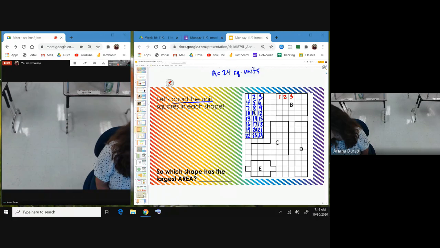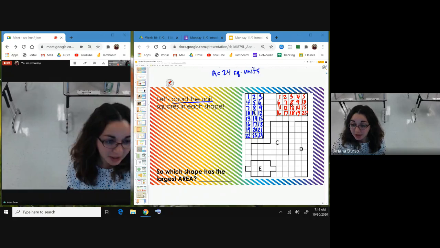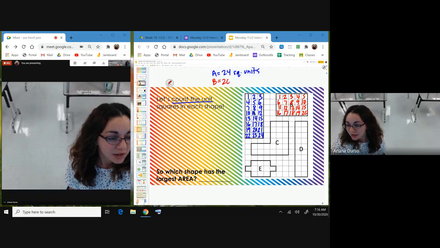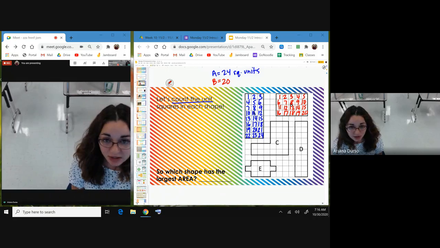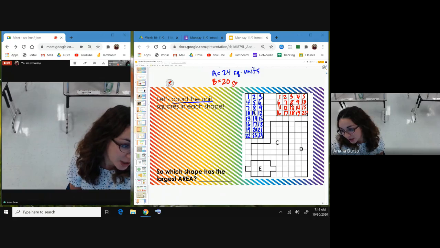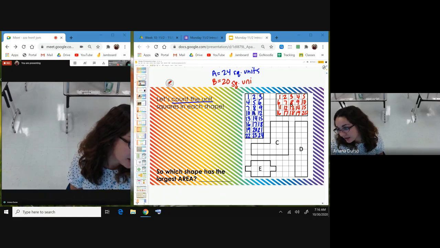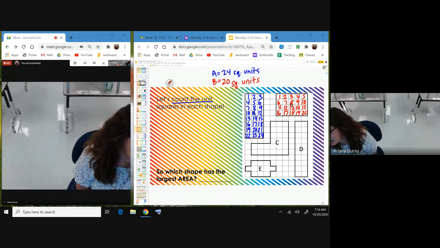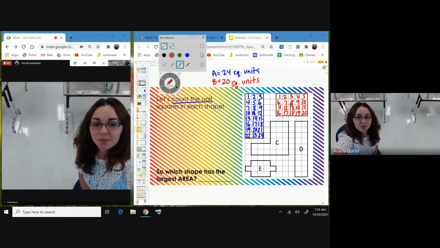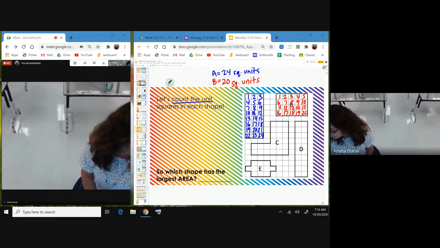1, 2, 3, ... 20. So B is 20 what? 20 square units. If you're not saying square units, then you're not finding the area of the shape. Okay, let's look at C.